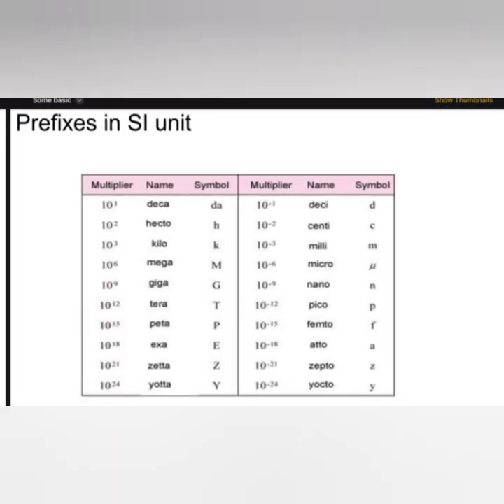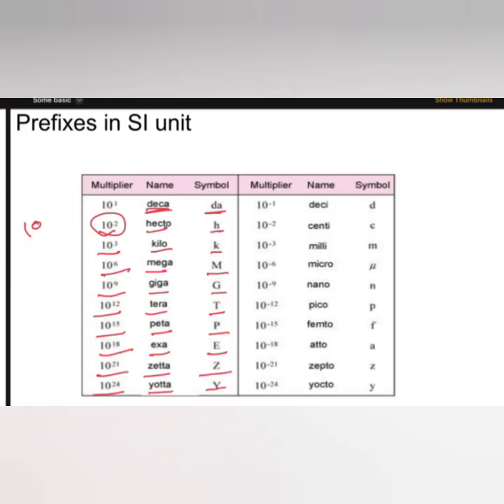Next, prefixes of SI units. These are deca, 10 raised to 1, symbol D. 10 raised to 2 is hecto, H. 10 raised to 3 is kilo, K. 10 raised to 6 is mega, capital M. 10 raised to 9 is giga, G. 10 raised to 12 is tera, T. 10 raised to 15 is peta, P. 10 raised to 18 is exa, E. 10 raised to 21 is zetta, Z. 10 raised to 24 is yotta, Y.